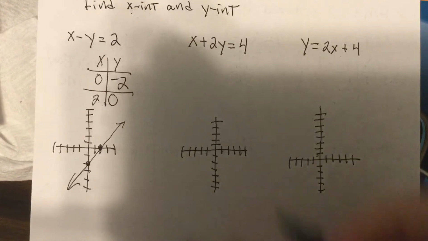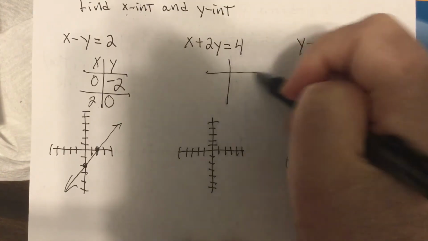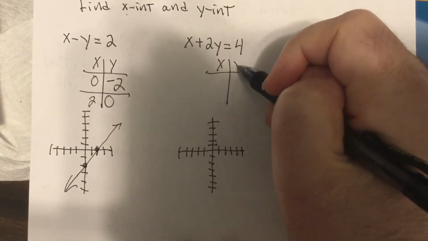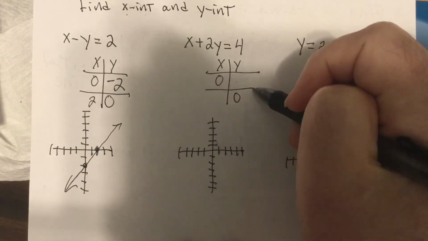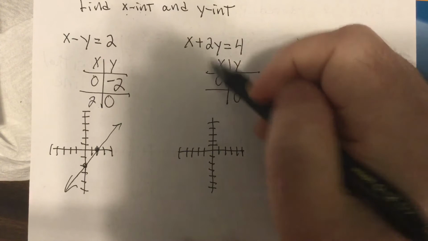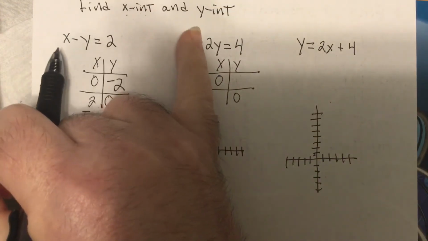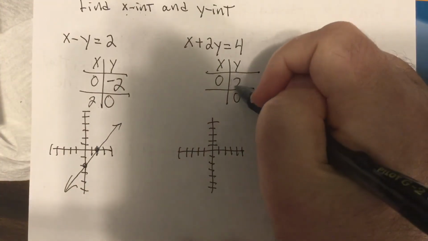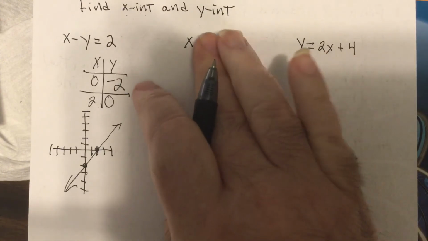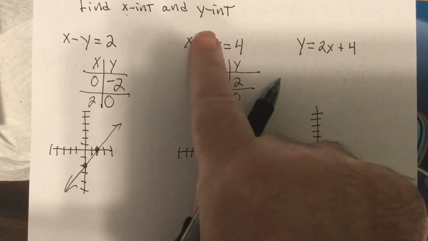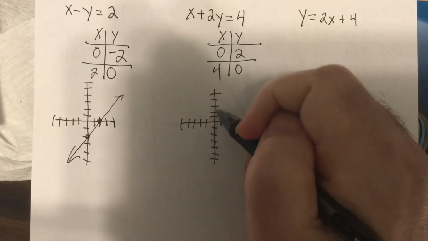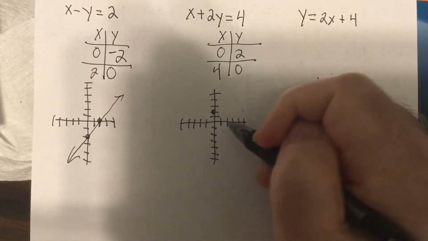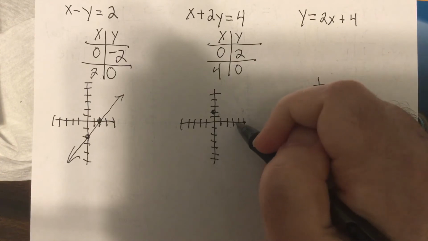So intercepts, you're looking where they cross, and they cross when the item is 0. So what happens when x is 0? What happens when y is 0? So x 0, you have 2y equals 4, so y is 2. Y 0, well, x equals 4. So 0, 2, 4, 0.